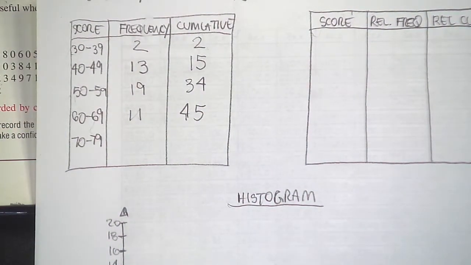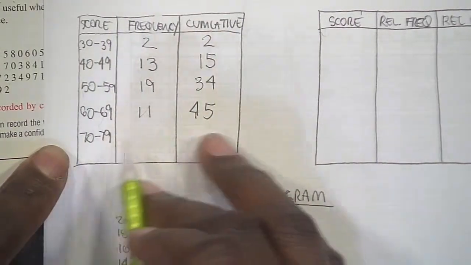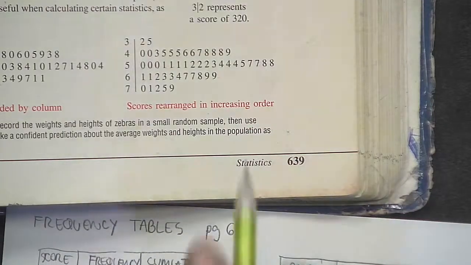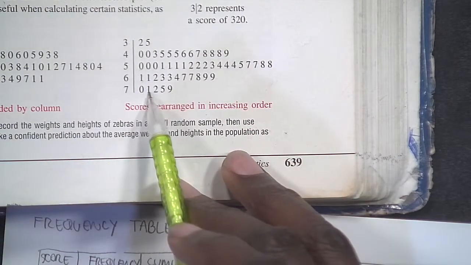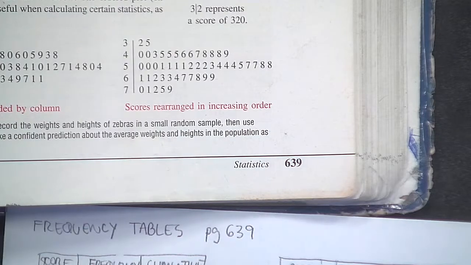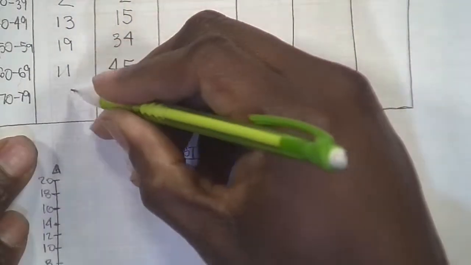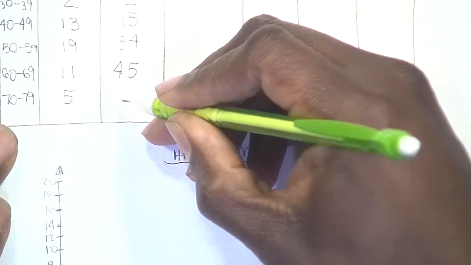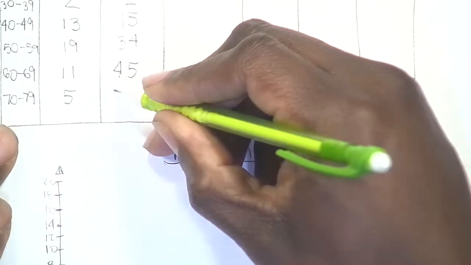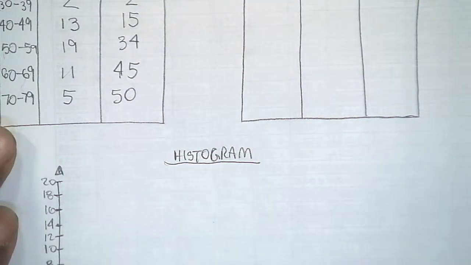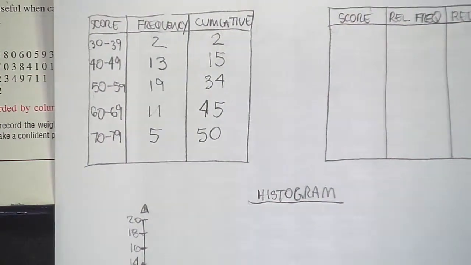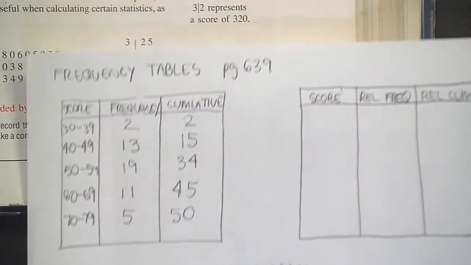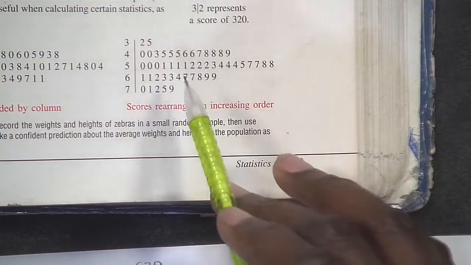All right, and then the last thing that we would do to complete this frequency table is to count the number of scores between 70 and 79. We could do that. We get 1, 2, 3, 4, 5. So there are 5 people who scored between 70 and 79. You'd add that 5 to the cumulative number of scores, and then you would get 50. All right, you get 50. Sorry about that, okay? And that would be the completion of a frequency table representing this data right here.